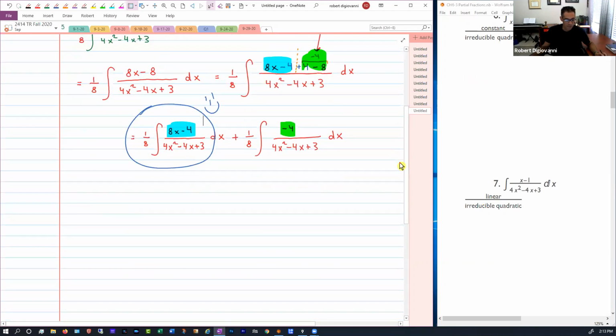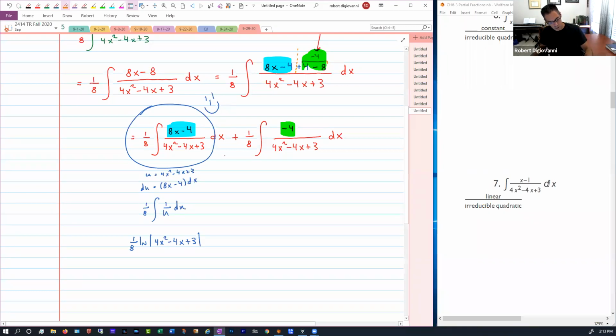All right. Can we take care of this blue integral first? I'm just going to write down what we're doing. We're doing u is the whole bottom. The derivative of that is everything we see there, right? We're super happy about that. And so that integral becomes 1/8 integral 1 over u du. And we know that that's just natural log. So the answer to the first part is natural log of 4x squared minus 4x plus 3. Bam. So that's the answer to the first integral.